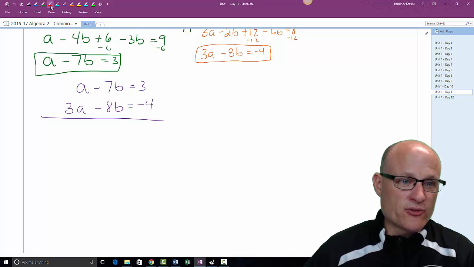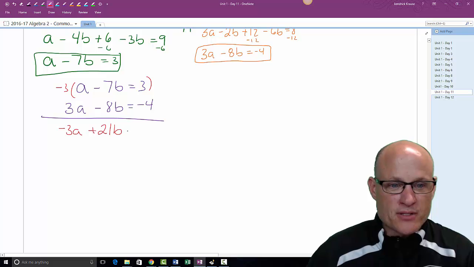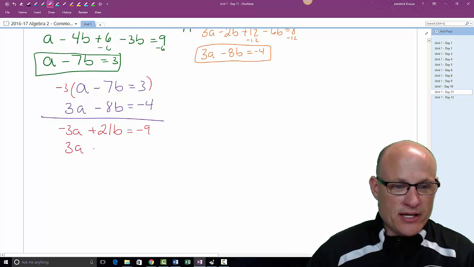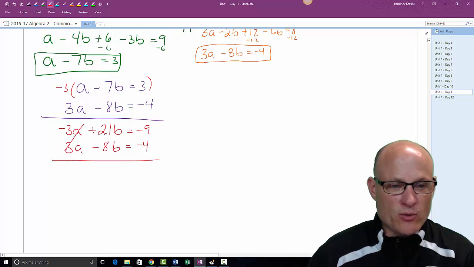Let's multiply this first equation by negative 3, because that would give me a pair of opposites, or additive inverses. Negative 3A plus 21B equals negative 9, and 3A minus 8B equals negative 4. 21 minus 8, that's 13B equals negative 13. So that gives me B equals negative 1.